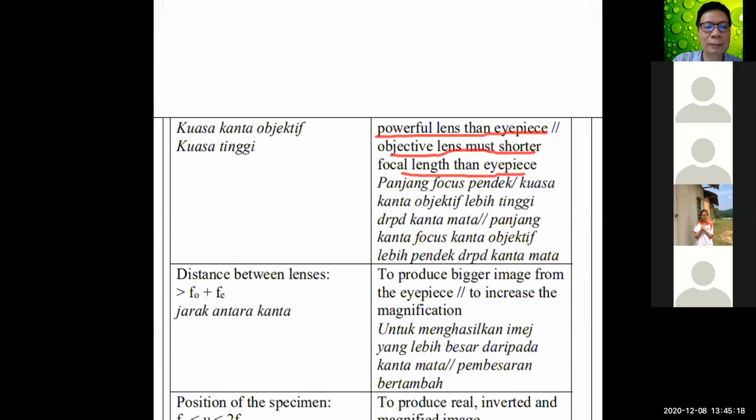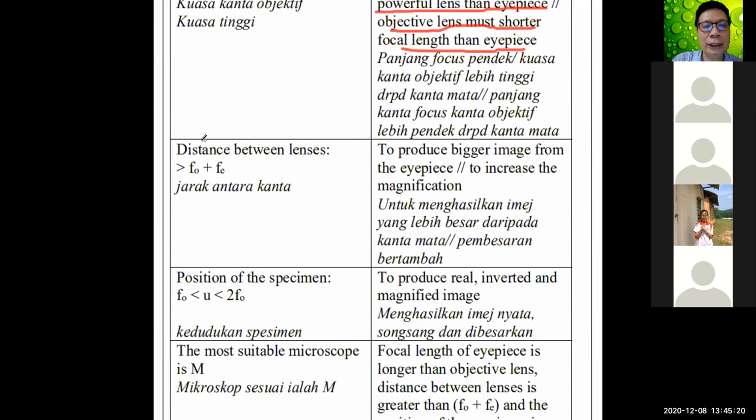Okay, next. Distance between the lenses must be bigger than FO plus FE. The reason is to produce a bigger image from the eyepiece, to increase the linear magnification. That's the reason why there is a gap there. They want to make the magnification larger.